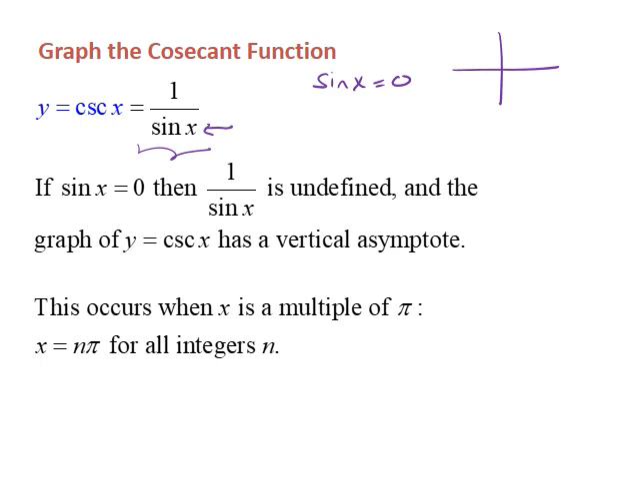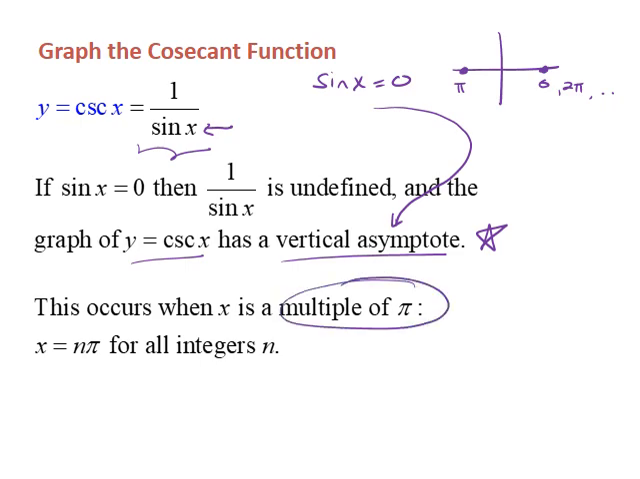And we know that sine is equal to 0 here and here on the unit circle, so at 0, pi, 2 pi, 3 pi, and so on. So whenever sine of x is equal to 0, cosecant of x will have a vertical asymptote. And this is very important. Wherever sine of x is equal to 0, there will be a vertical asymptote in the graph of cosecant. The vertical asymptotes will occur at any multiple of pi, and that's what this notation is saying.